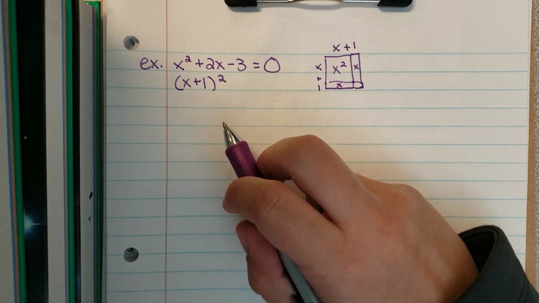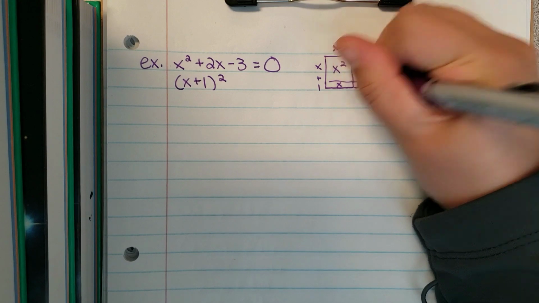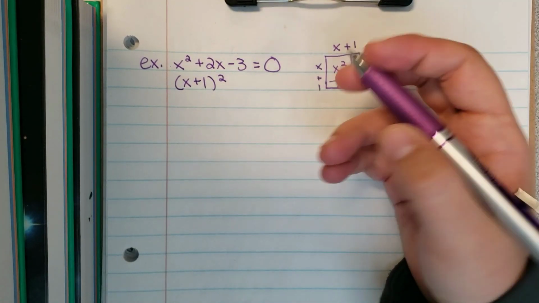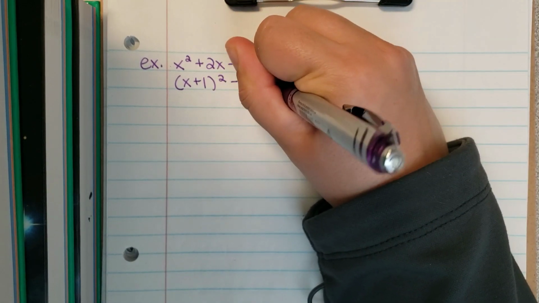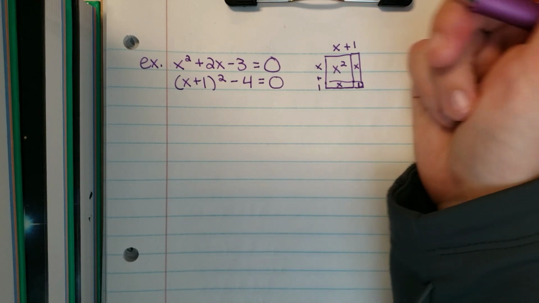And now we have to make it match the original. Right now, our square, as you can see, has 1, 1. And we want it to have negative 3 ones. So how do we get from positive 1 to negative 3? We subtract 4. And now we're happy campers because this is in vertex form and we're ready to go.